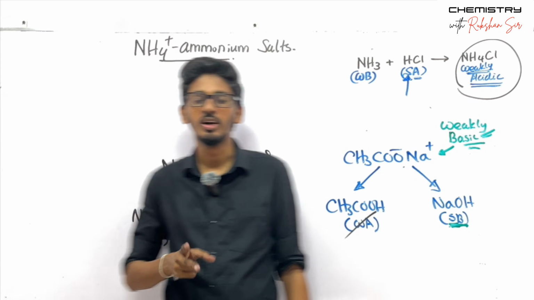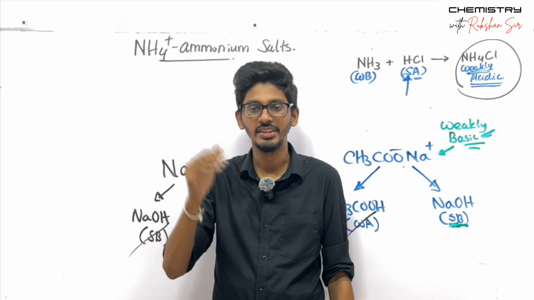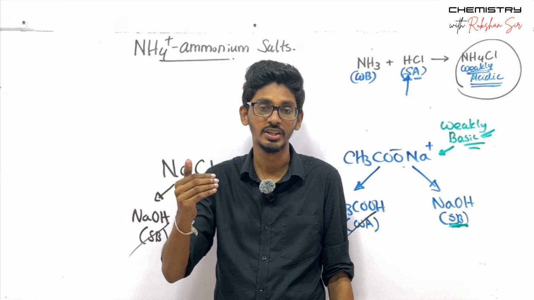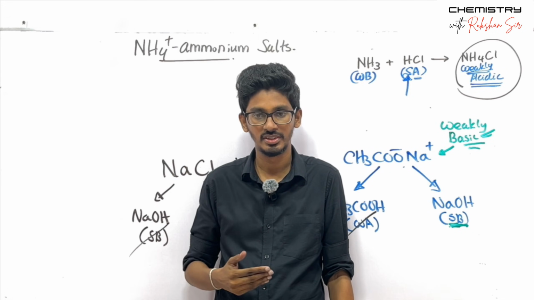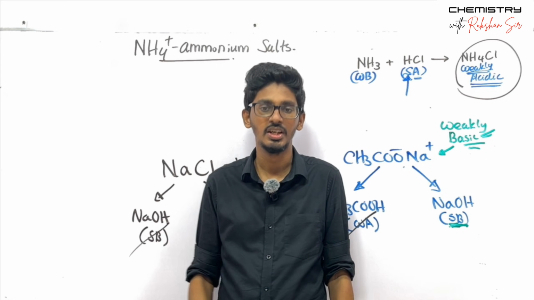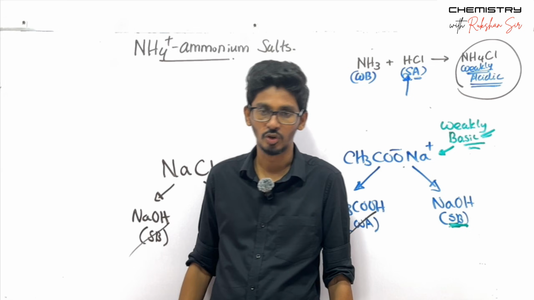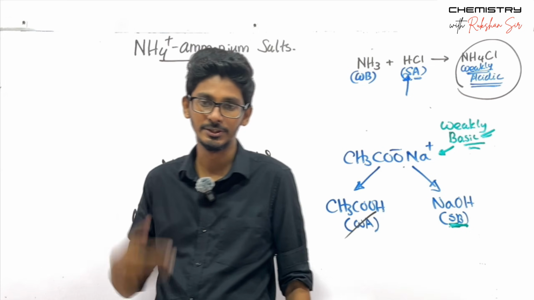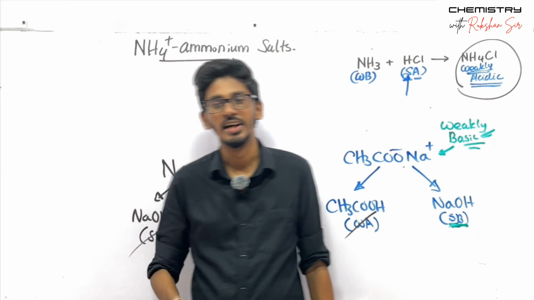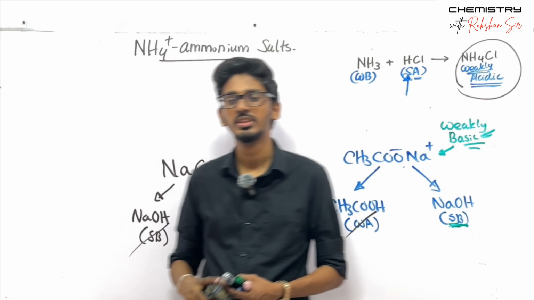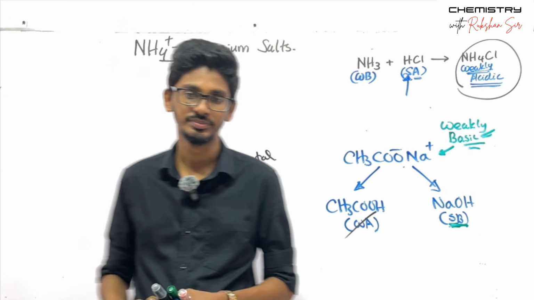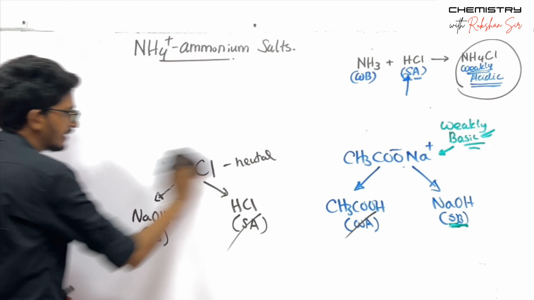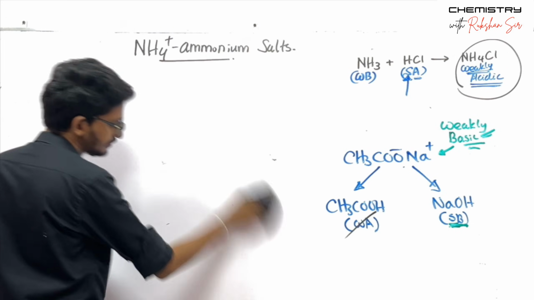The second type of reactions involving ammonium salts is the thermal decompositions of ammonium salts. So those are the two things we are going to discuss: reactions of ammonium salts with strong bases where ammonium salts act as acids, and thermal decomposition reactions of ammonium salts. So first we will start with the thermal decompositions.